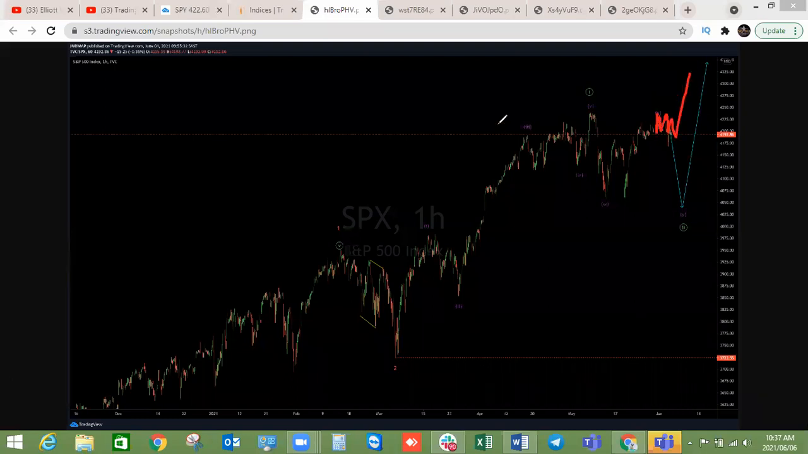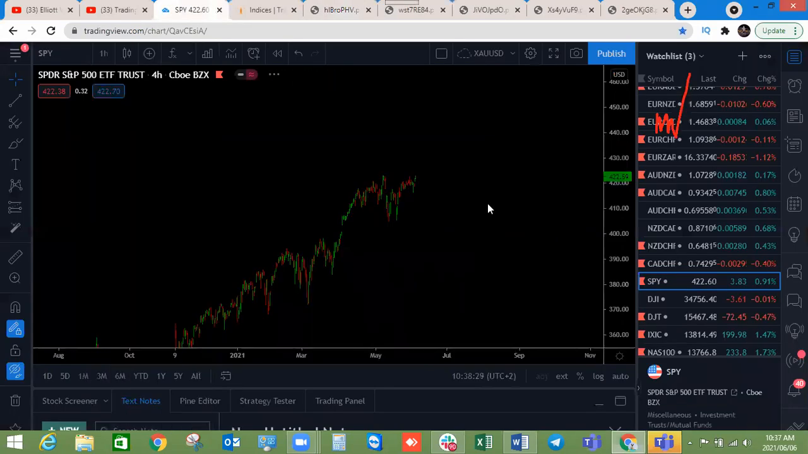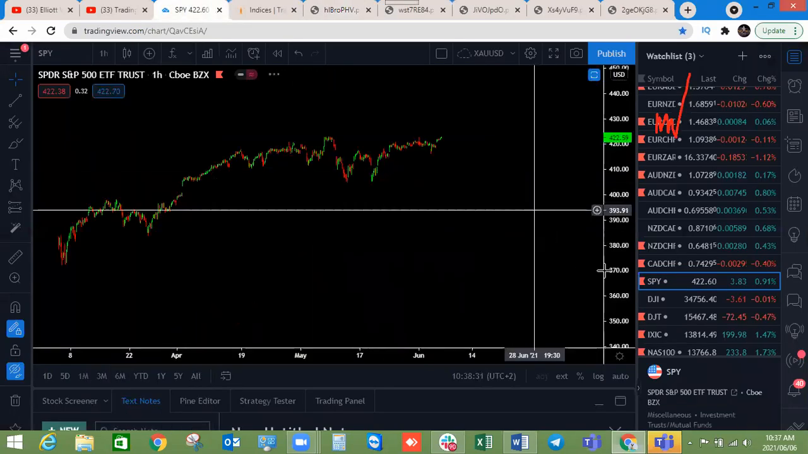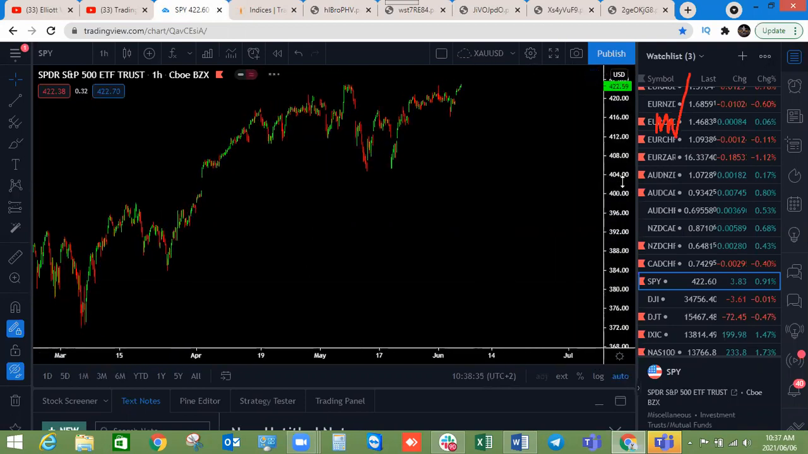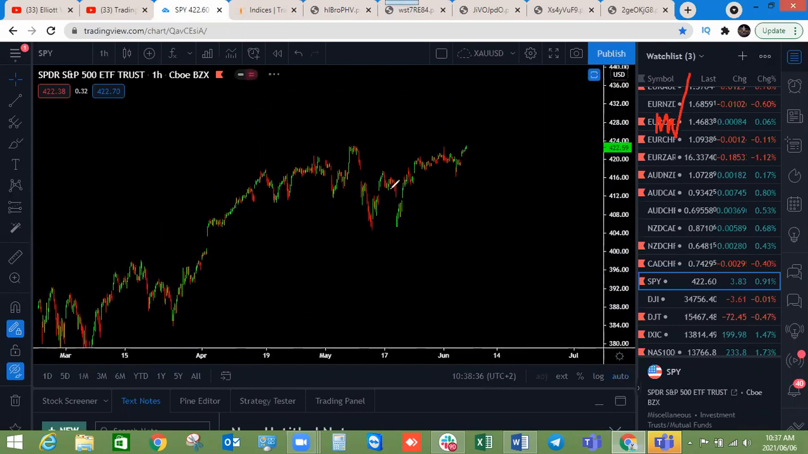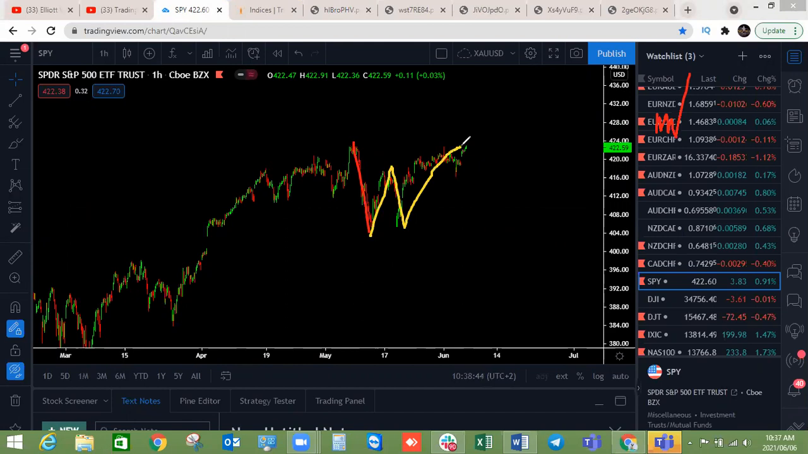Let's have a look at that structure where we are currently. Let's look at it on the 1 hour. So this is where we are now currently with the S&P 500. We are looking for this to give us this as a 3-wave structure and a drop to around this level. So the drop that we look for here will give us this flat correction and another leg to the upside. That is the case for the Dow as well.